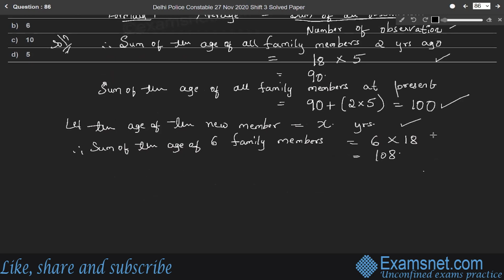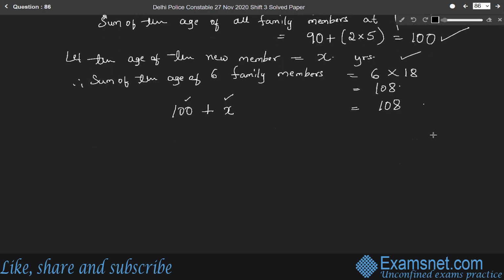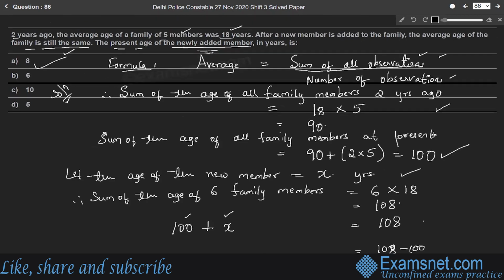new member. The age of the new member is X. So, we can equate 100 plus X, the sum of the ages of all family members at present, plus the age of the new member, is equal to 108. Therefore, X is equal to 108 minus 100, which is 8 years. Therefore, the age of the new member of the family is equal to 8 years.